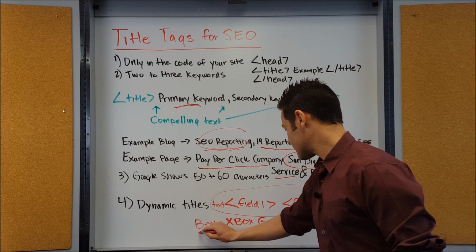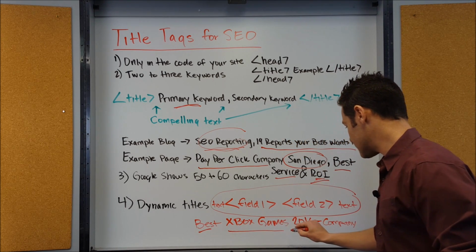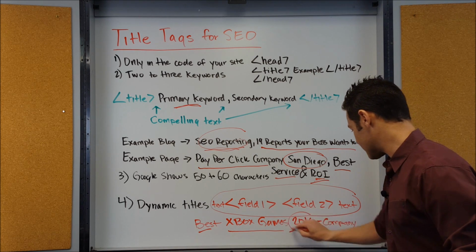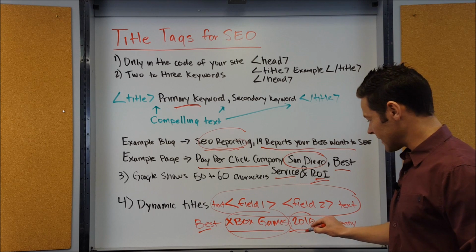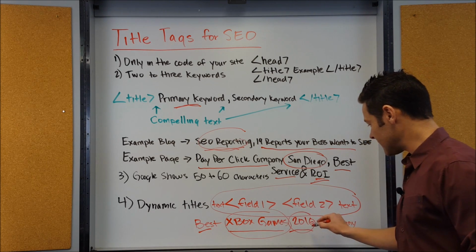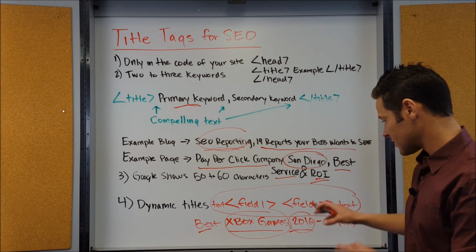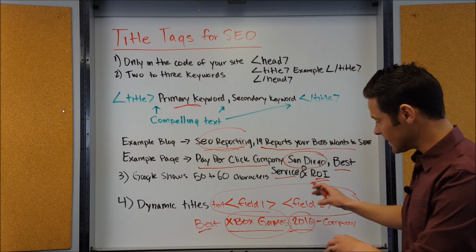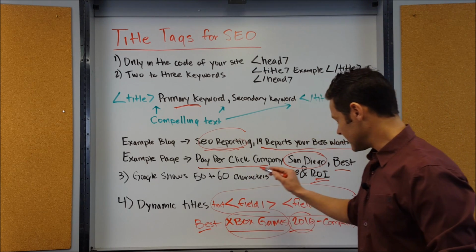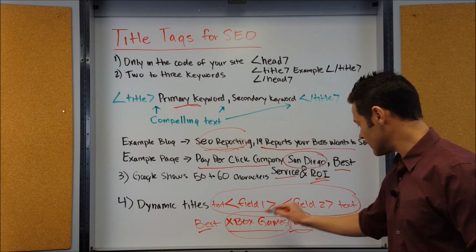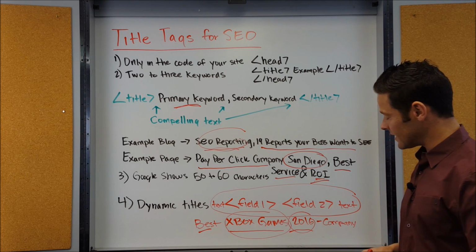So the text might be best, the field 1 might be Xbox games, and the field 2 might be 2016, right? So now I can use this same concept and I can do PlayStation games 2015, right? And I can kind of go along the lines, and by structuring this title correctly, I can use this set of rules to optimize for best, the type of game console, and then the year. And by doing that, I can save a lot of time.